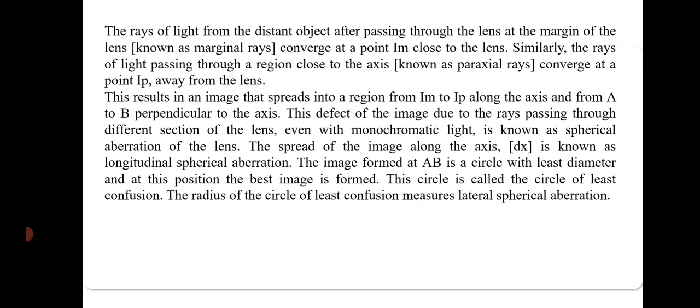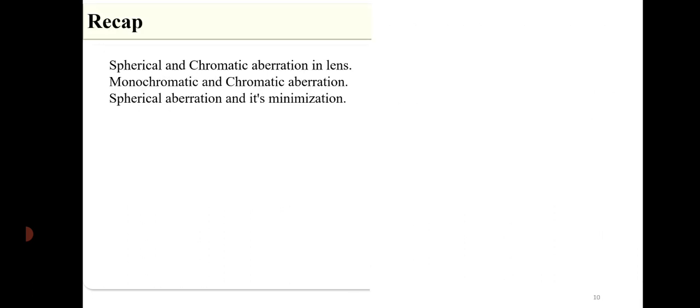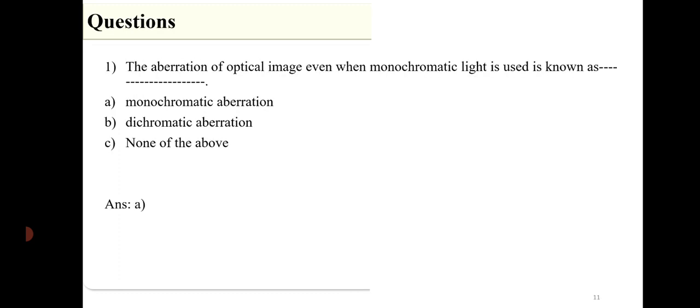The image formed at AB is a circle with least diameter, and at this position the best image is formed. This circle is called the circle of least confusion. The radius of the circle of least confusion measures the lateral spherical aberration. Recap: spherical and chromatic aberration in lens, monochromatic and chromatic aberration, spherical aberration and its minimization.